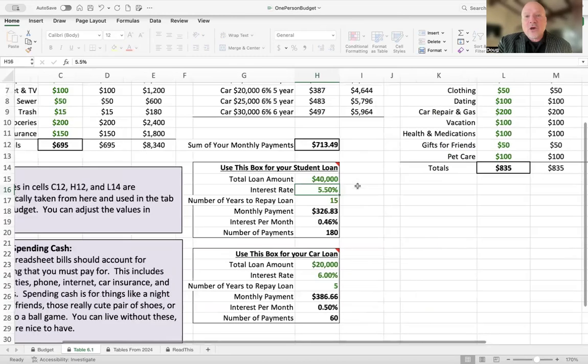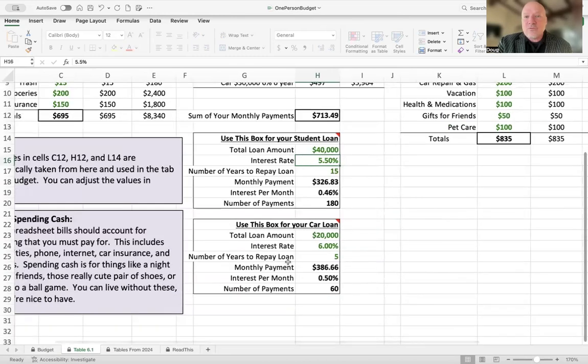Now down here are the loans, and the formulas in here automatically calculate your loan payment. And in this case, we're looking at the loan amount, not the loan plus the down payment, just simply straightforward loan amount. So here would be a $40,000 student loan, and those typically do not have a down payment. But here was a $20,000 loan on a car. The car may have cost, say, $30,000, and you put $10,000 down and took out a $20,000 loan.